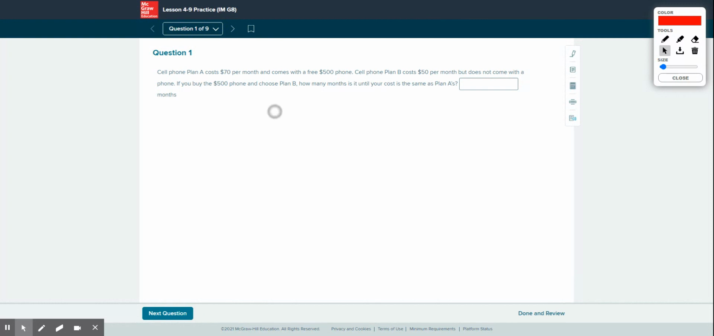So we want to figure out, when is the cost of Plan A going to be equal to the cost of Plan B? Since we don't know the cost, let X be the number of months, since that's what we're after. We know that we have $70 per month for Plan A, and $50 per month for Plan B, plus the $500 for the phone. And we want to know at what point the number of months will be the exact same for when they cost the same amount?